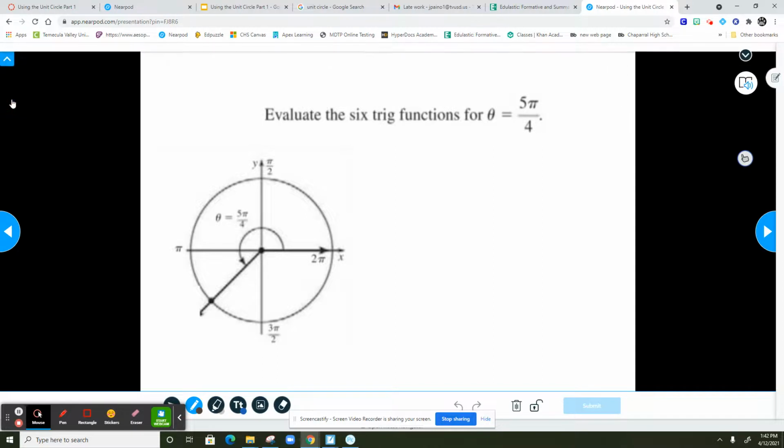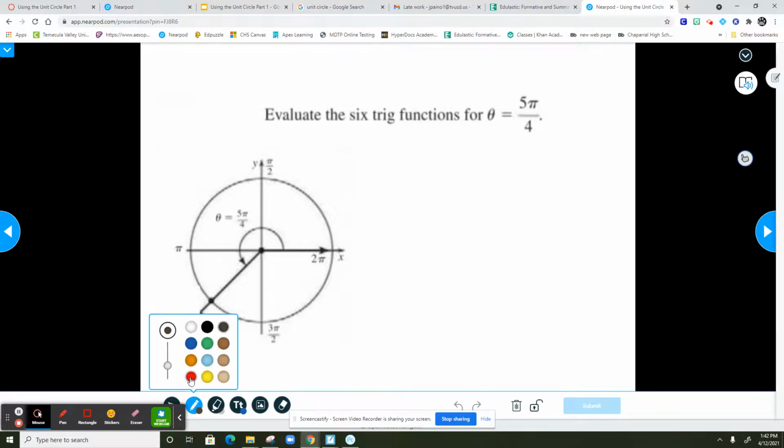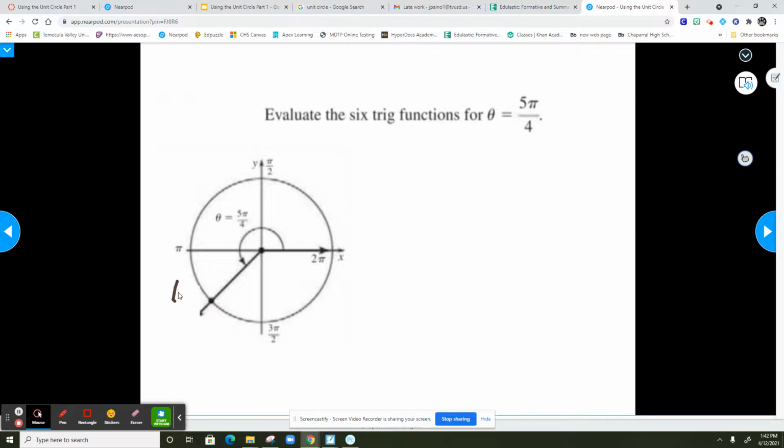All right, so got an example here. I want to find all 6 trig functions for theta equals 5 pi fourths. All right, so what is that point? The first thing I want to do is know what is that point, okay? So that point right there, knowing my unit circle, it's in the 3rd quadrant, so they're both negative. Okay, the point in question is negative rad 2 over 2, comma, negative rad 2 over 2.